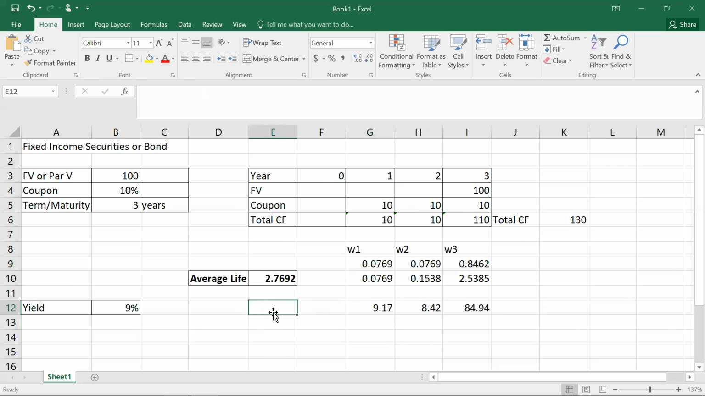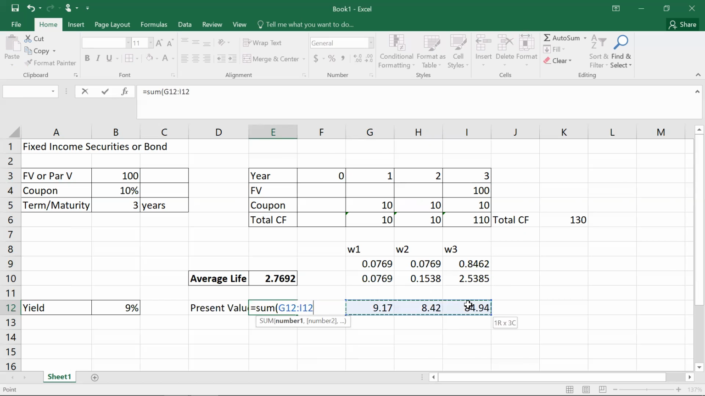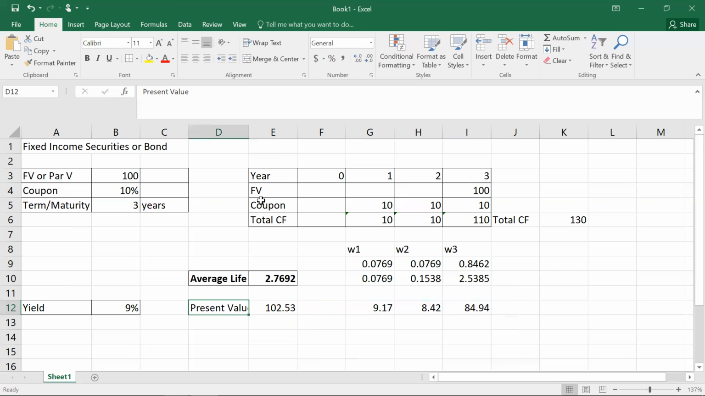So what I have got here is that what is the present value of this particular bond? The present value of this particular bond is the sum of, so instead of using present value, I will say the price of this bond is 102.53. Okay, the price of this bond is 102.53. So how did I find it? Because I discounted these cash flows by using this particular yield to get the price of this particular bond.